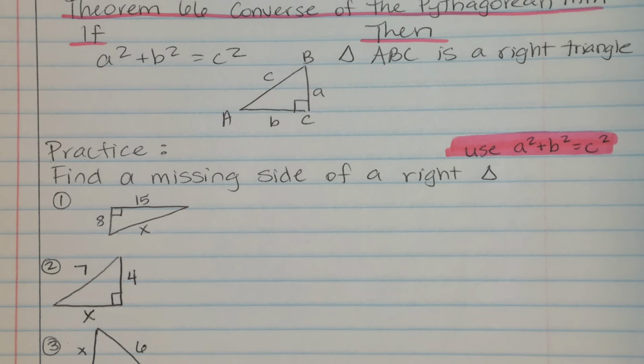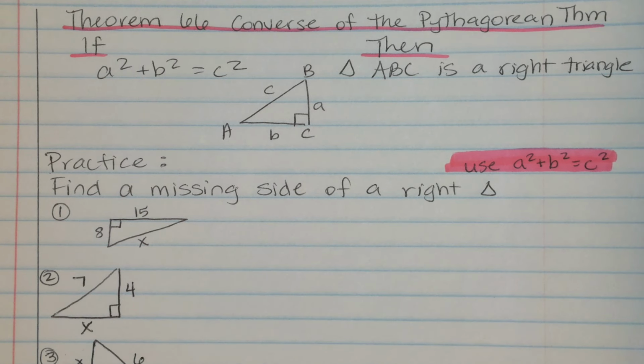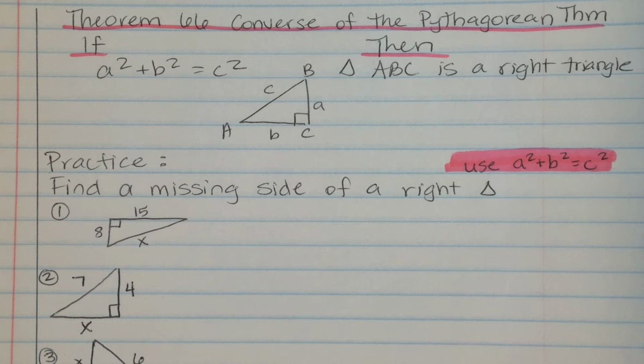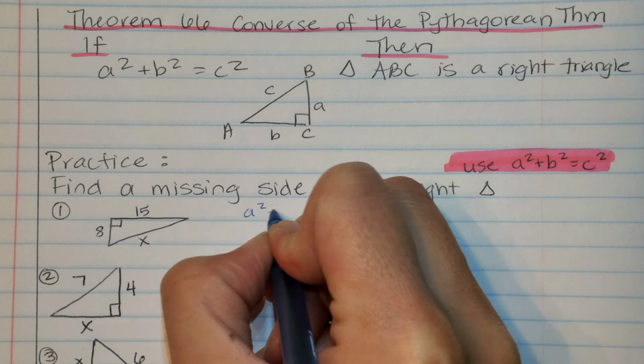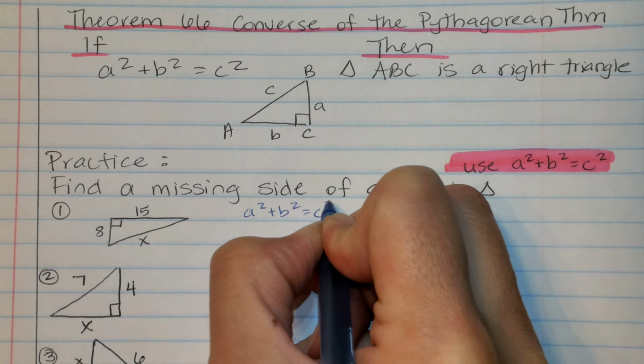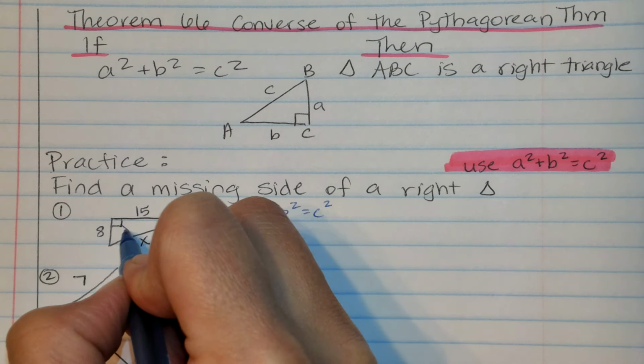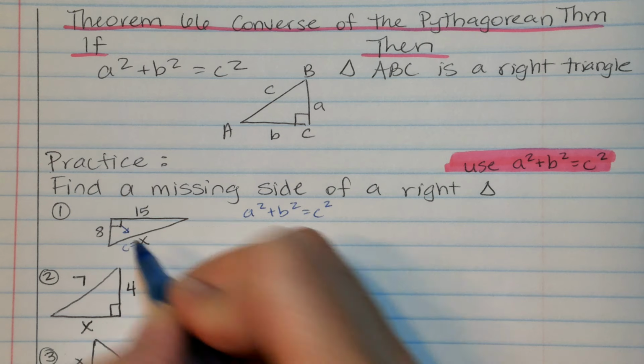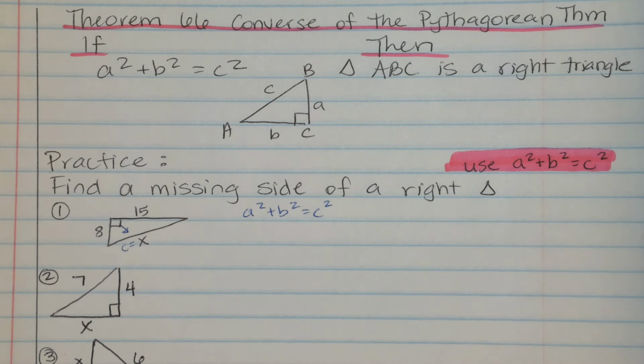Okay, so pause if you need to, but I'm going to just keep going so that way you can move at your own pace. So find the missing side of a right triangle. That's using the Pythagorean theorem. So I'm going to write it down. A squared plus b squared equals c squared. C is across from the right angle. So I'm going to put an X for C.